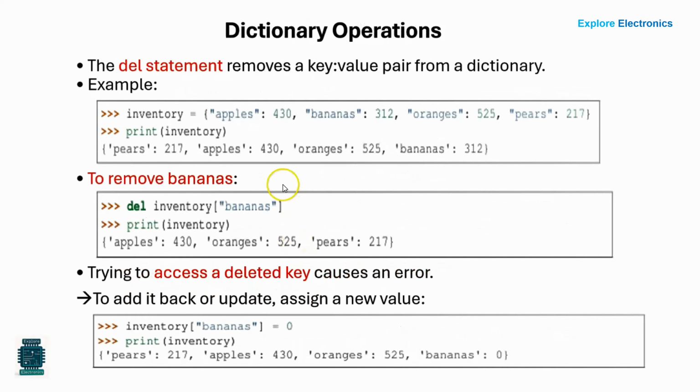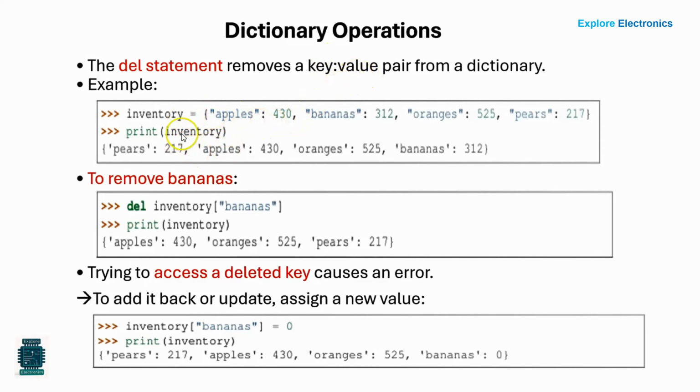And come to the main point, that is dictionary operations. Let us see the operations that we perform on dictionaries. The del statement removes a key value pair from a dictionary. If I use the delete statement, the delete operation, it will remove the key value pair from that dictionary.